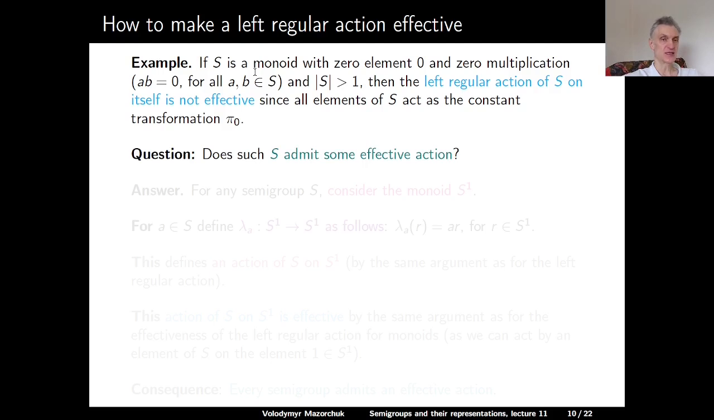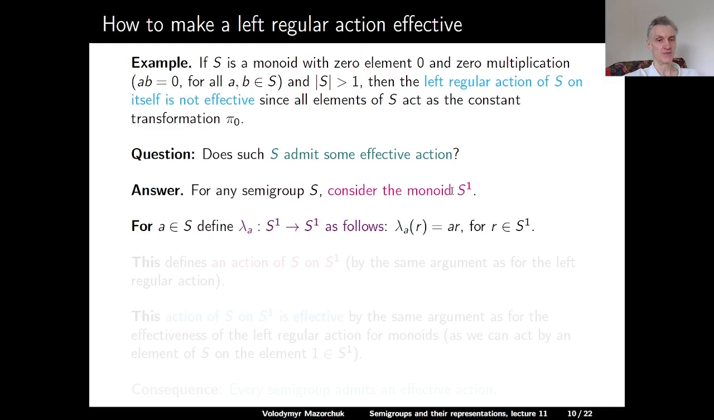So we naturally have a question: does such S admit some effective action on maybe some other set? And the answer is yes. Here is how to construct it. For any semigroup S, consider the corresponding monoid S upper 1, which is obtained from S by adding 1, if S didn't have any 1 to start with. Then, for any element A in S, we have the transformation of S upper 1, denoted lambda A, which is given by the left multiplication with A. Lambda A of R is equal to A dot R for any R in S upper 1.